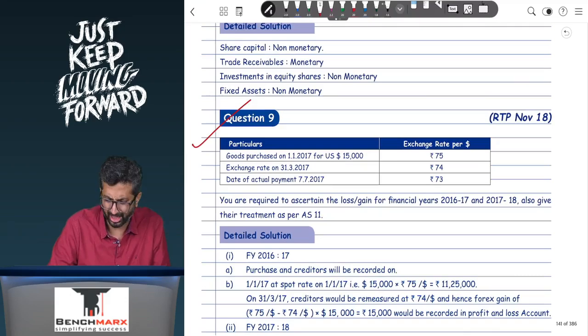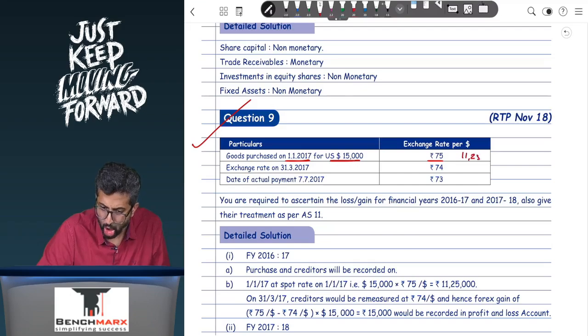Next you go to question number 9. A basic question, I would say. Goods purchased on 1st January 17 for $15,000 when the rate was 75. So this is 15,000 into 75. I will have 11 lakh 25,000 as a liability.